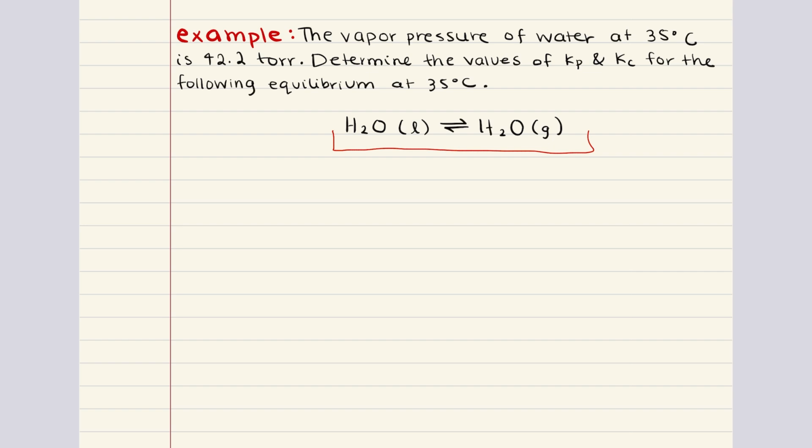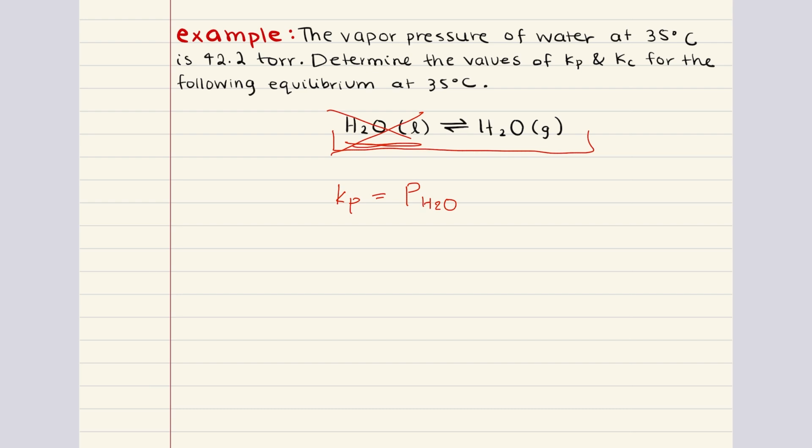Now, something to keep in mind when you're writing your equilibrium constant expressions, you do not include liquids or solids. We mentioned this in the first part, but I want to reiterate it here because it's going to be really important for this reaction. Notice that the reactant is liquid water. We do not include liquids in our equilibrium constant expression. So the Kp equation for this equilibrium is going to be the partial pressure of water vapor. And this is specifically going to be in units of atmosphere.